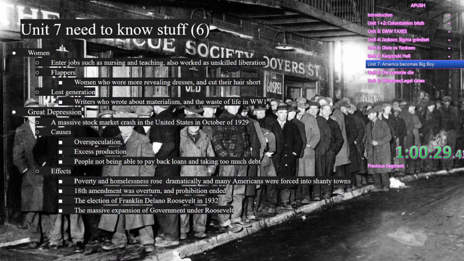Now, the Great Depression was a massive stock market crash in the United States in October 1929. It was caused by overspeculation, excess production, and people not being able to pay back loans and taking on too much debt. Its effects were that poverty and homelessness rose dramatically, and Americans were forced into shanty towns. Prohibition was ended. FDR was elected in a massive landslide in 1932, and the massive expansion of the federal government began under Roosevelt.